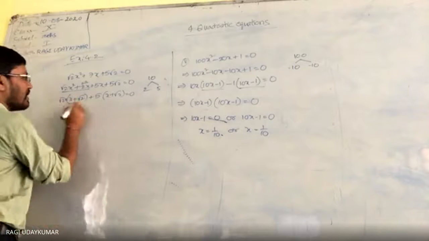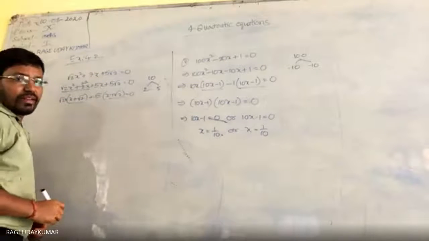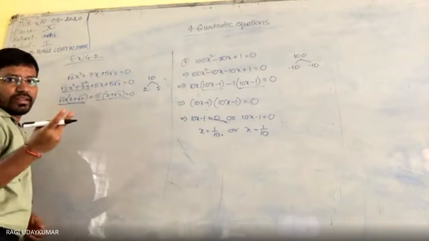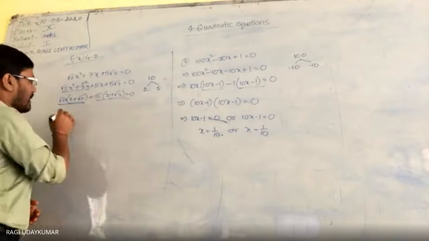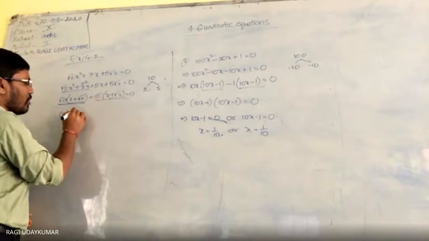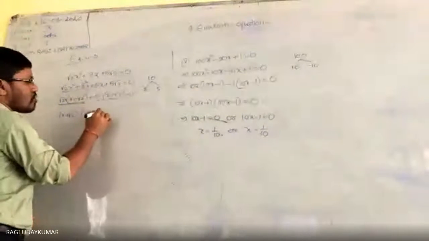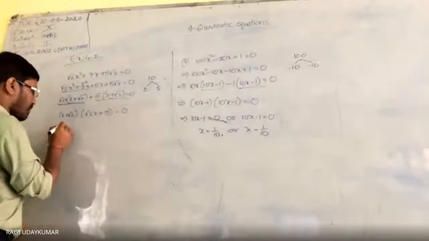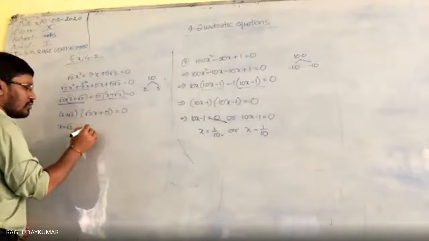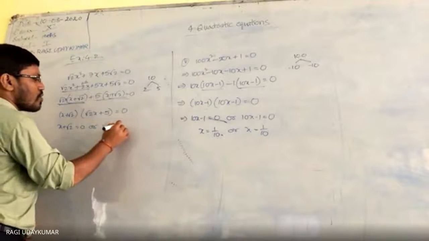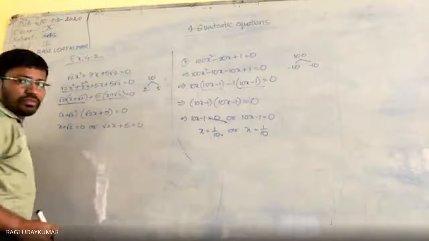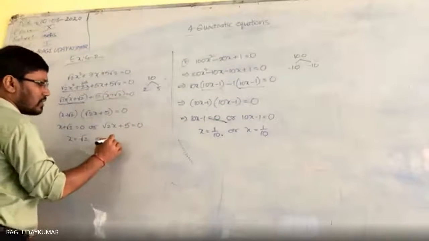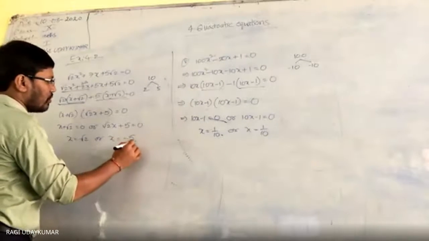Then in these two terms x plus root 2 is there, so this is one term and this is another term. From these two terms you can take x plus root 2 common. Then you get (x plus root 2)(root 2x plus 5) is equal to 0. So x plus root 2 is equal to 0 and root 2x plus 5 is equal to 0. So x is equal to minus root 2 or x is equal to minus 5 by root 2.